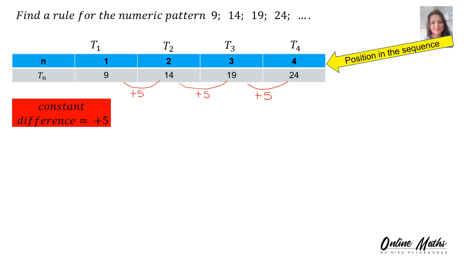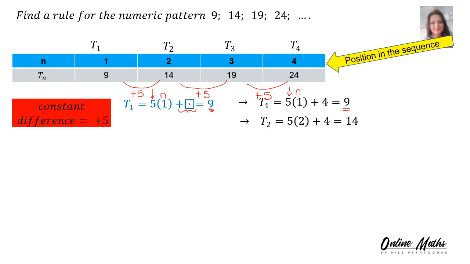Now you're going to make a little formula for yourself, and you start by writing down T1 is equal to, and then you write down the constant difference times the term number plus something is equal to 9. The value of the first term is 9. Now, do you agree? Term 1 is then 5, the constant difference, times n plus 4 is equal to 9, because 5 times 1 is 5 plus 4 is 9.